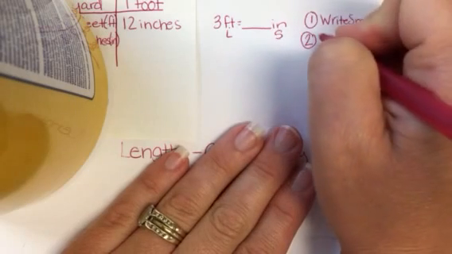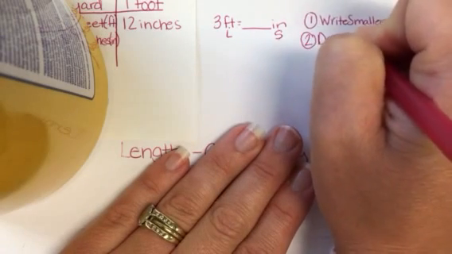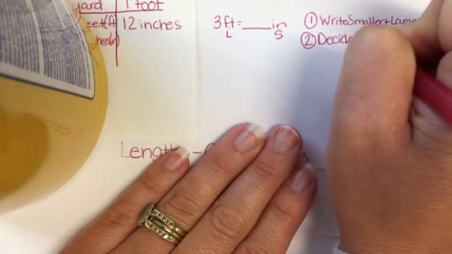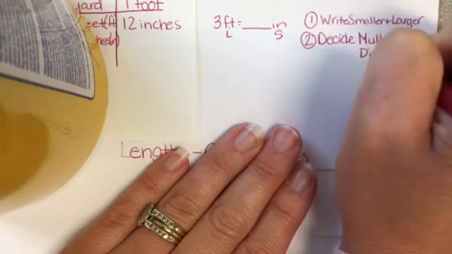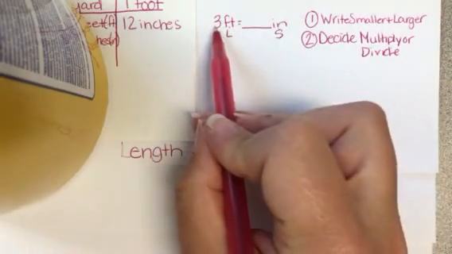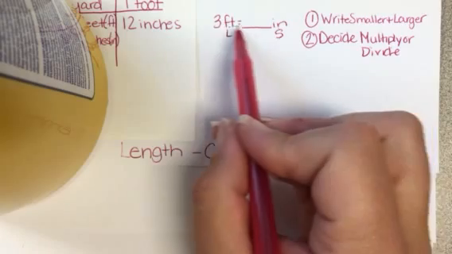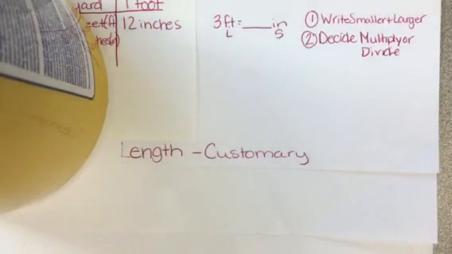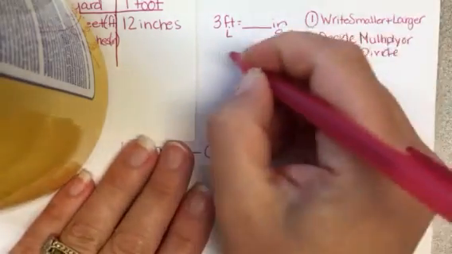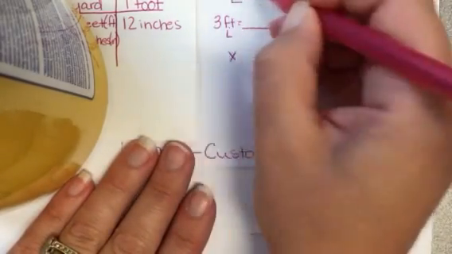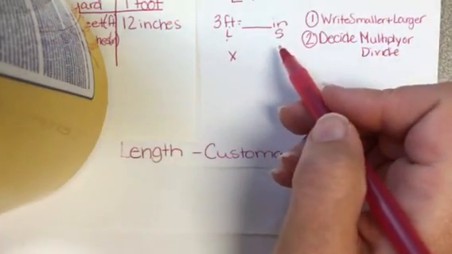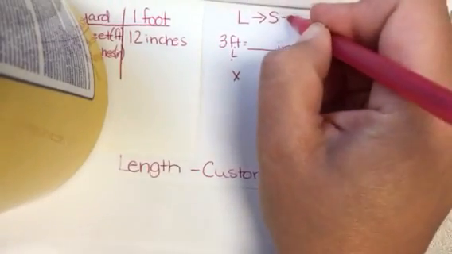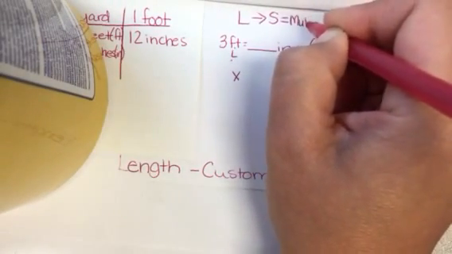Step 2. Decide, multiply, or divide. So I have to decide. Is this going to be a multiplication? Do I need to do 3 times the number to get to inches, or am I going to go 3 divided? If I have 3 feet, am I going to have more inches or less inches? More inches, so I'm going to multiply. So that means when I go from a larger unit to a smaller unit, I'm actually going to multiply.